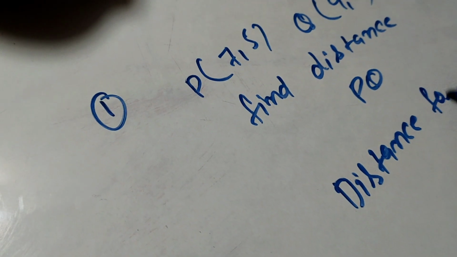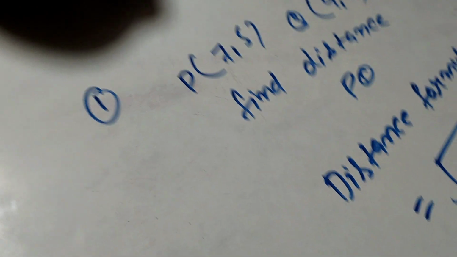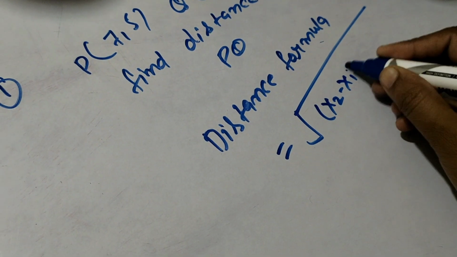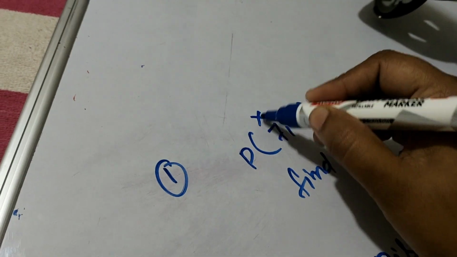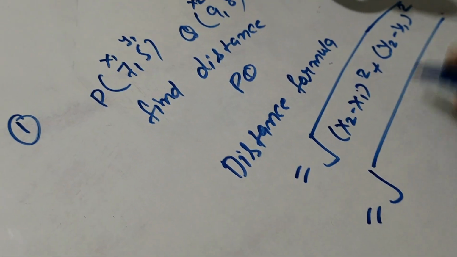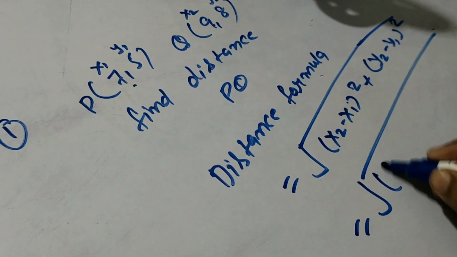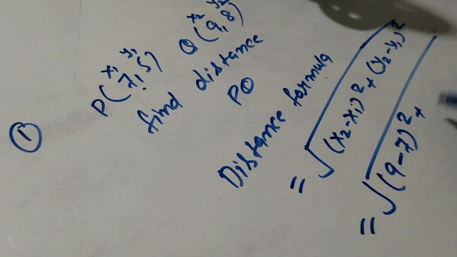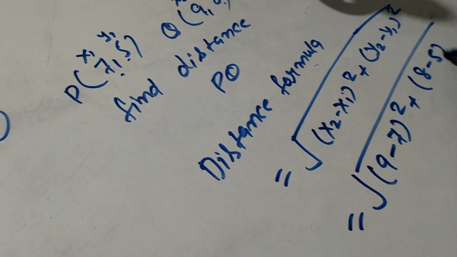Distance formula equals square root of (x2 minus x1) square plus (y2 minus y1) square. Here this is x1 and this is y1, and here x2, and this is y2. How do we solve it? Square root of x2 minus x1, then 9 minus 7, square. Here y2 minus y1, 8 minus 5, square.